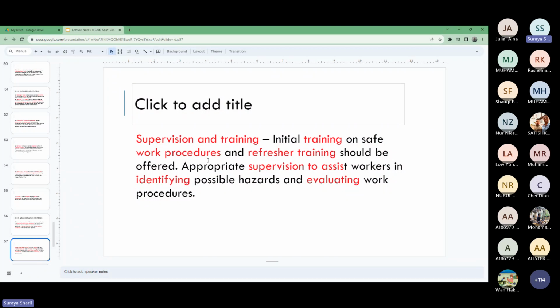Initial training on safe work procedures and refresher training should be offered. Appropriate supervision to assist worker in identifying possible hazard and evaluating work procedures. So this needs to be provided by the employer.